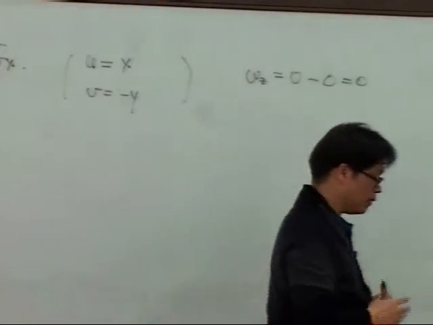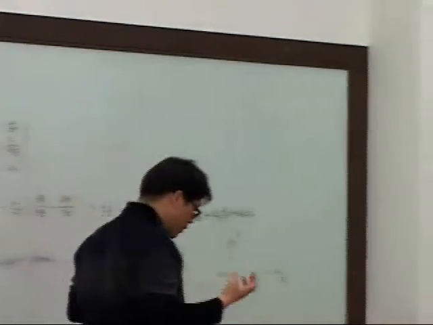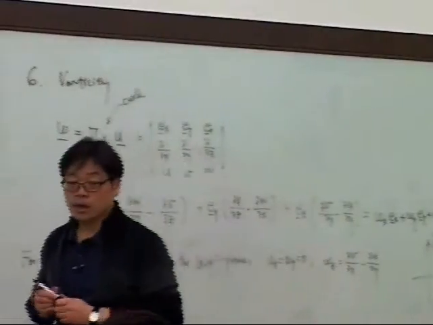So that says some flows can have vorticity. Some flows don't have any vorticity. Okay.